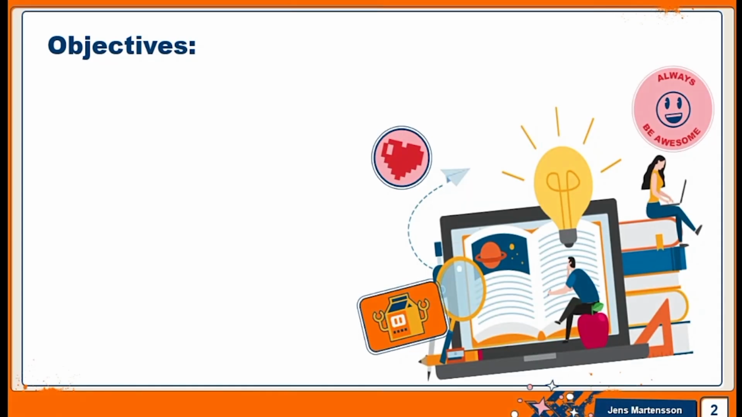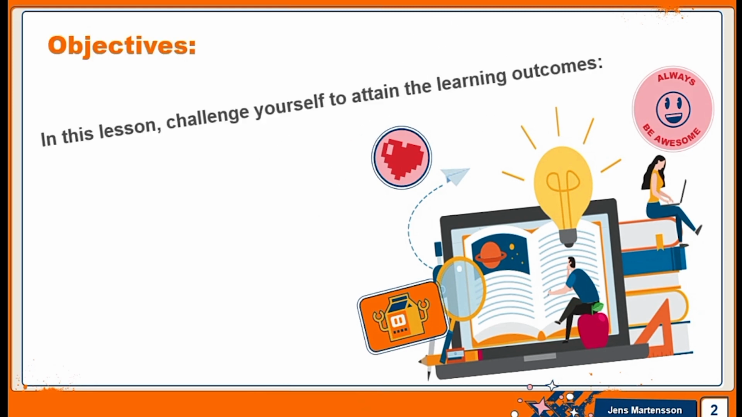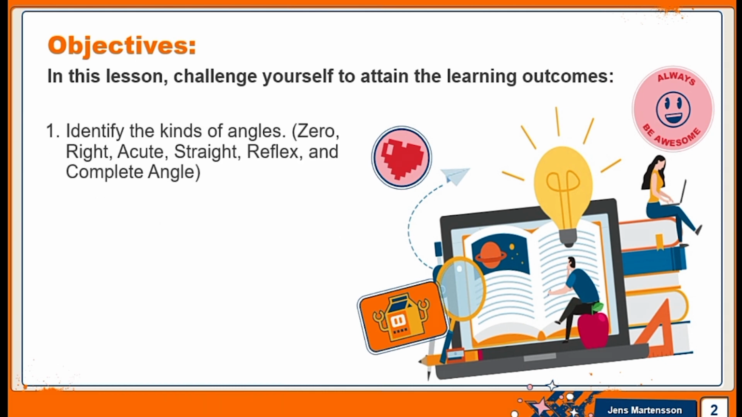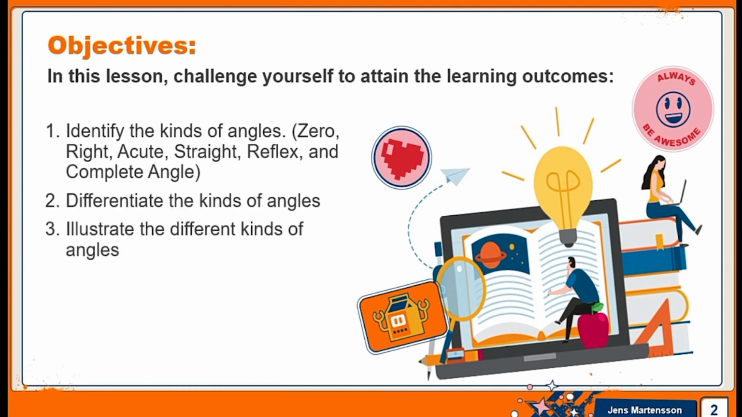Our objectives here, our main goal is, in this lesson, challenge yourself to attain the learning outcomes. First, identify the kinds of angles: zero, right, acute, straight, reflex, and complete angle. I know some of you are familiar with these kinds of angles. Second, differentiate the kinds of angles. Number three, illustrate the different kinds of angles.